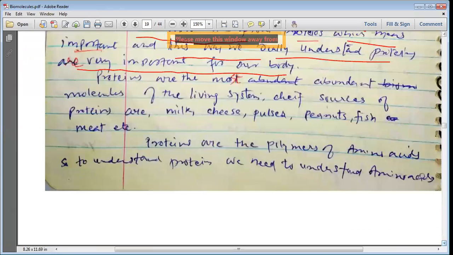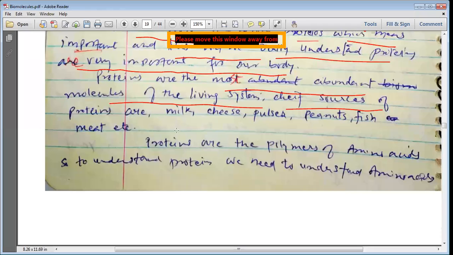Now let's move forward. Proteins are the most abundant molecules of the living system. The chief sources of proteins: from where do we get proteins, or what are those foods that we eat so that we can get protein? First is milk, another is cheese, third one is pulses, fourth one is peanuts, and fifth one is fish.